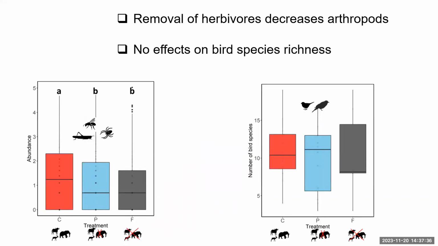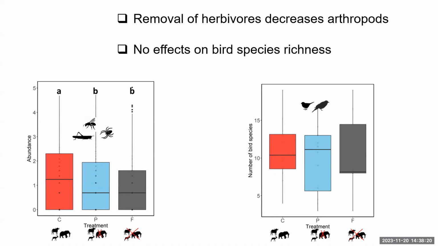So generally, looking at the figure on the left, the x-axis shows the different treatments, and the y-axis shows patterns of abundance of arthropods. This figure shows that when we remove large herbivores from the system, we tend to see a decline in arthropod abundance. But if you look closely, it didn't matter whether we removed mega herbivores or all large herbivores. So that may indicate that mega herbivores might be an important factor here.